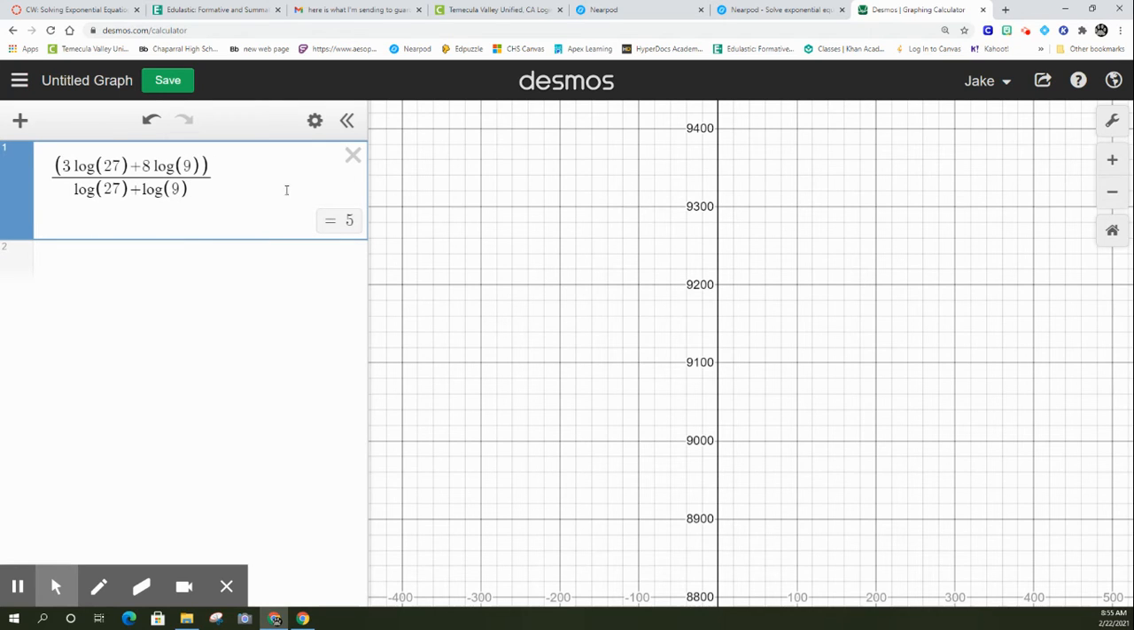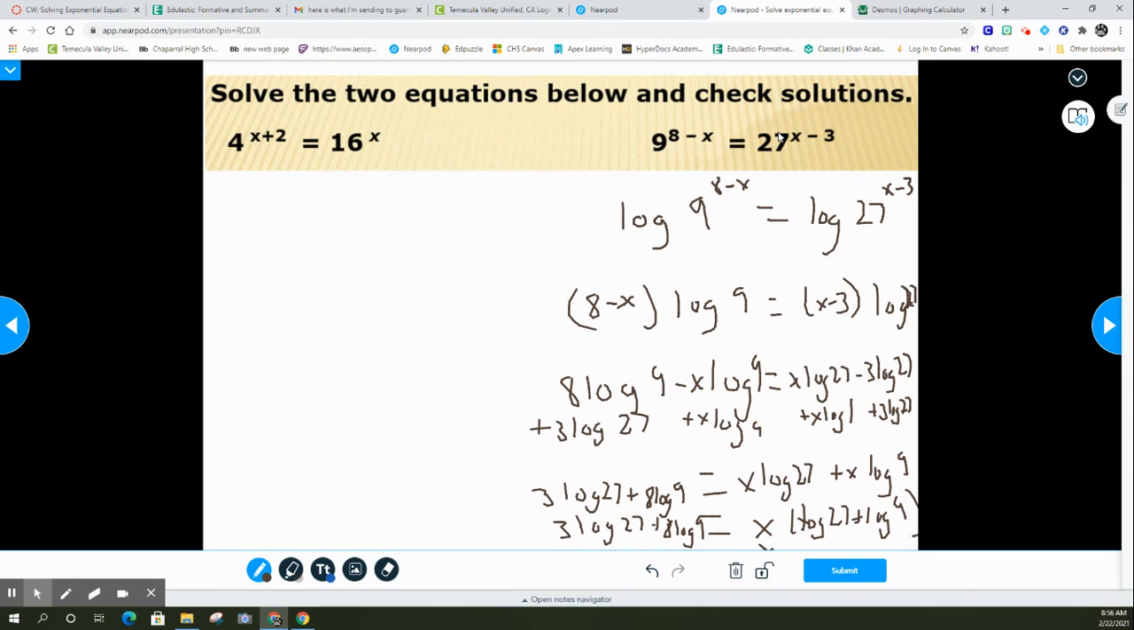And there's my answer, 5. Okay, so obviously what was easier was getting the bases the same, right? But if there's ever a situation where we cannot get the bases the same, then we have to log both sides. Okay, we'll definitely use the calculator. You could have used your calculator up at this point right here and just change log 9 to your decimal, right? Change log 27 to your decimal, and we'll work with decimals there as well.